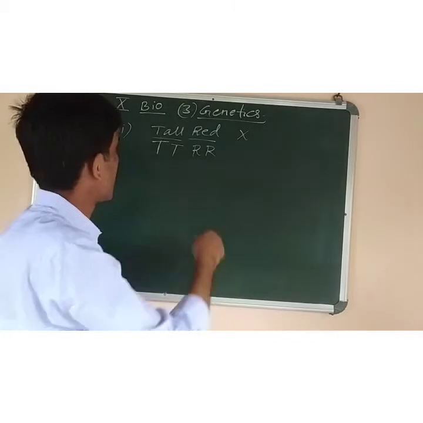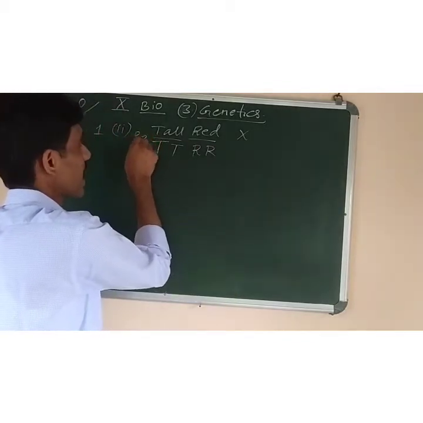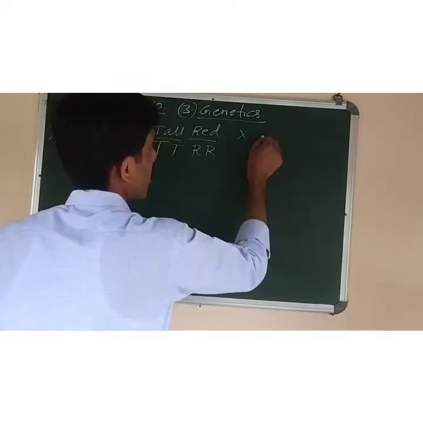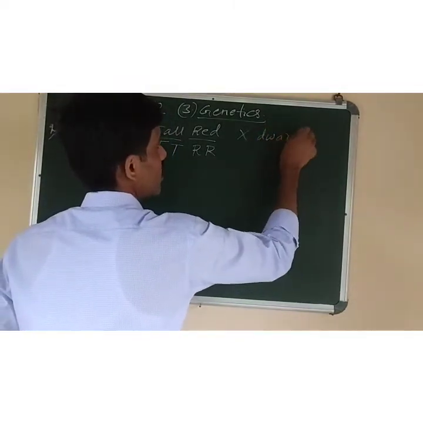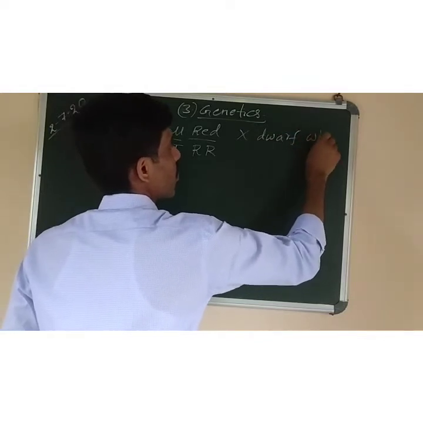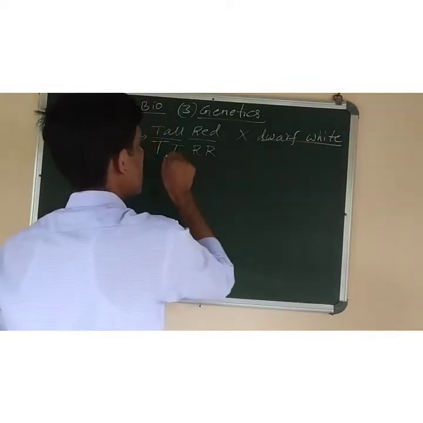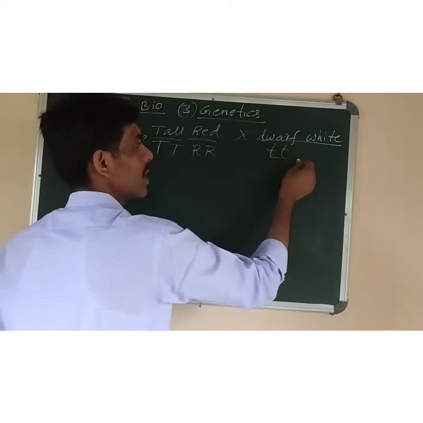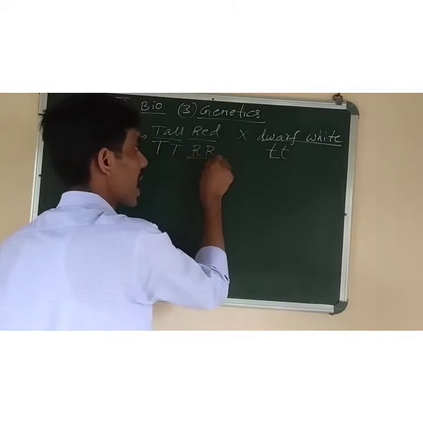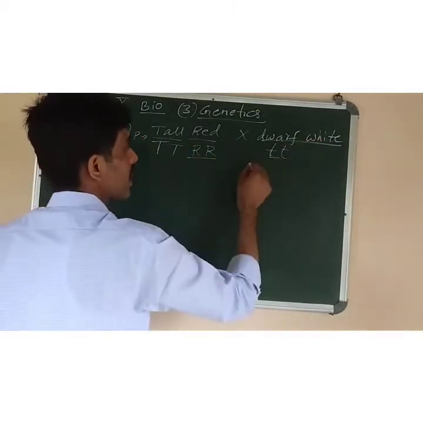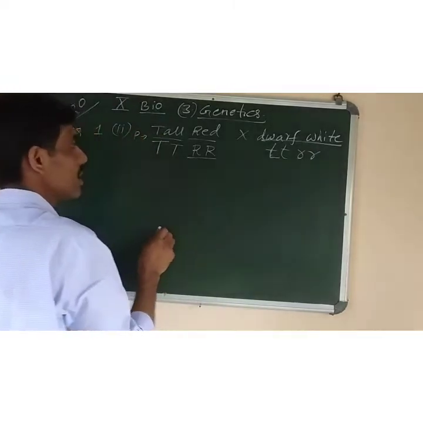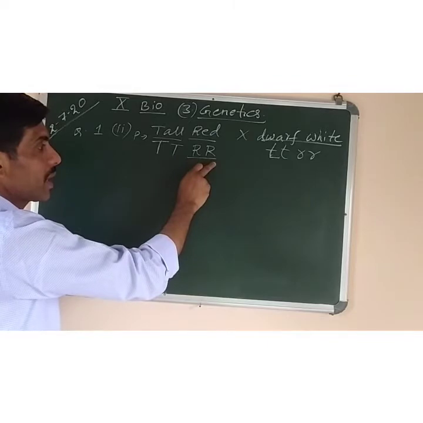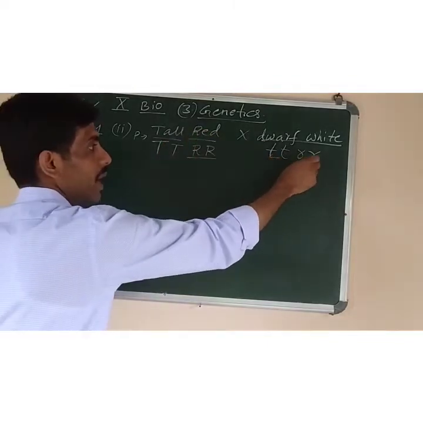So it is crossed with another plant. This is the parent generation. It is crossed with a dwarf plant with white flowers. So I will write here the other, dwarf plant with white flowers. Dwarf plant, small t, is also homozygous. And white means, because we have used R here for red color, for white color we can use a small r. So this is the parental genotype: capital T, capital R, that is tall and red, and dwarf and white.